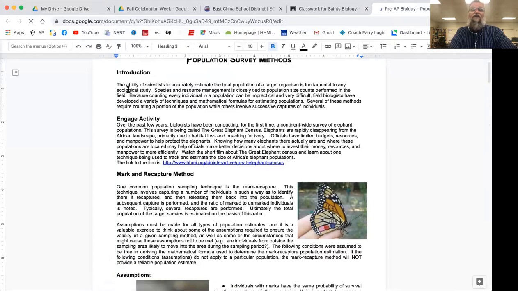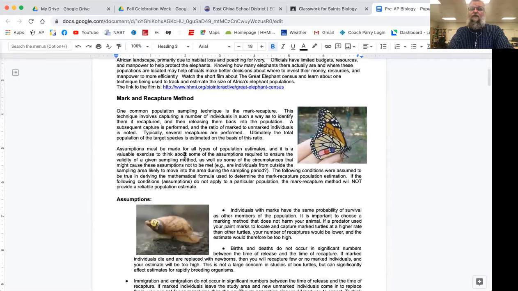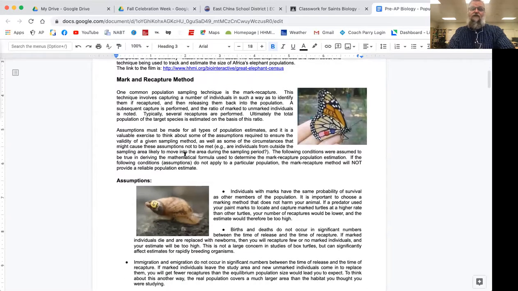I would suggest read the introduction. You already should have done the engage activity. That was watching the film about the elephant survey that they did in Africa. And then I would suggest reading the mark and recapture method all the way until you get to the second page where it says mark and recapture formula, and then sort of stop. So you may want to pause the video and take a moment to read those two pages. Go ahead, pause and take a moment to read. Don't just skip over it.